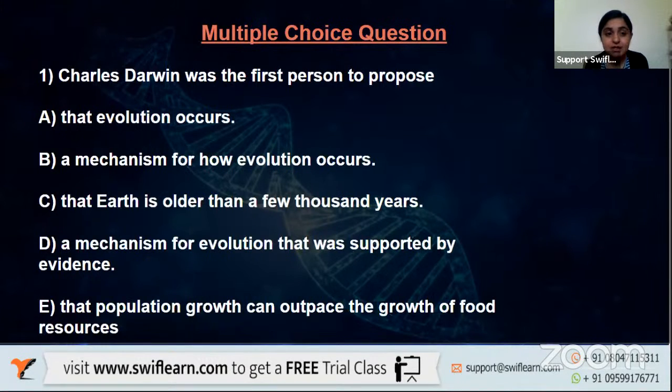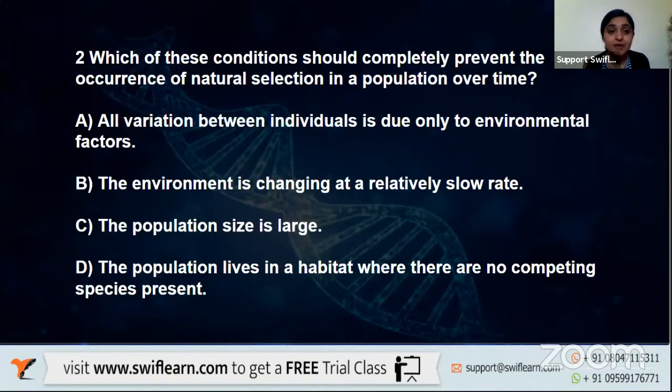And the answer is Charles Darwin was the first person to propose a mechanism for evolution that was supported by evidence. Second question, which of these conditions should completely prevent the occurrence of natural selection in a population over time?